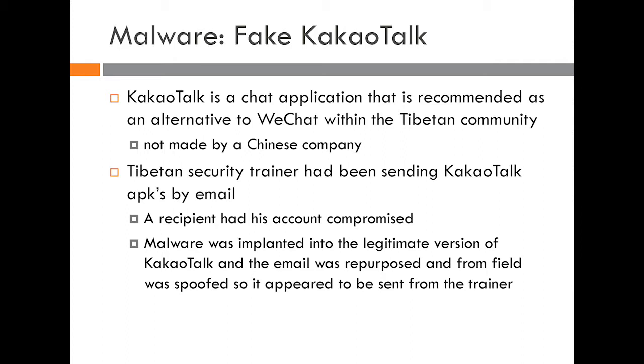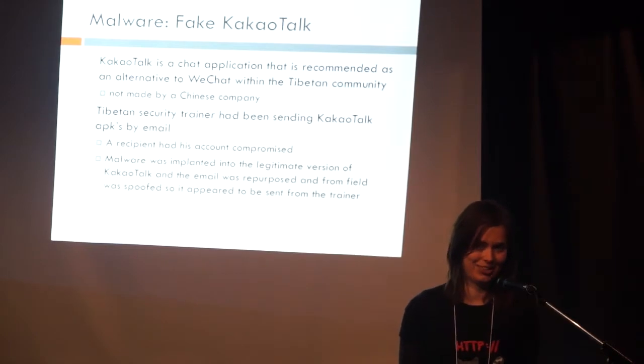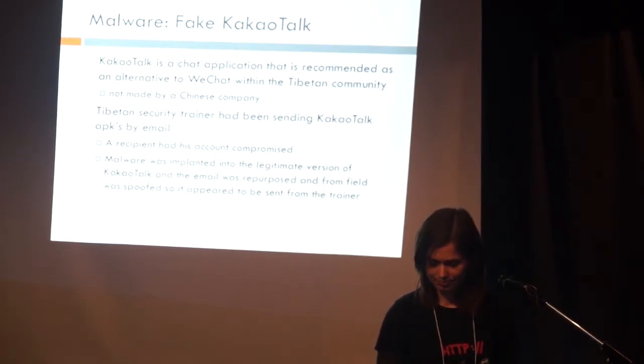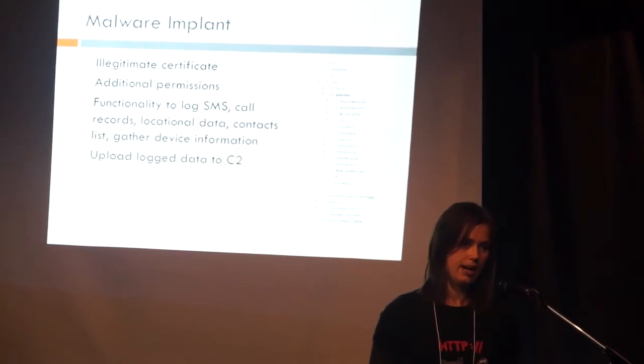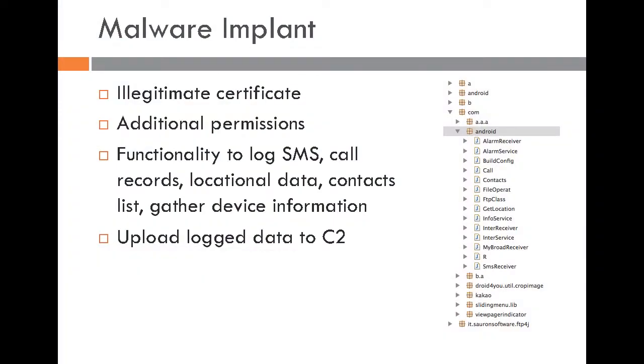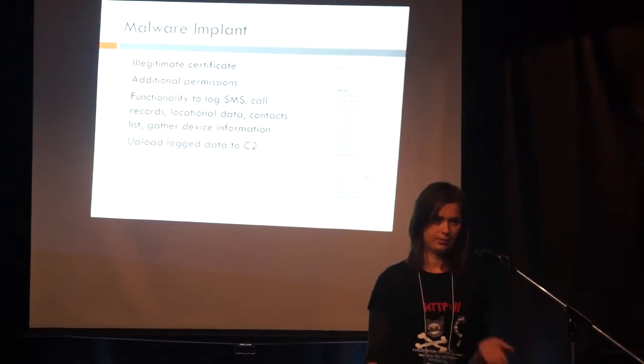And so what happened is one of the recipients of this email, his account happened to be compromised. Whoever the attacker was, they took this legitimate app, implanted malware into it, and then repurposed that email from the trainer and started sending it around. So to all these people, it looked like this trainer was sending them malware. Like I said, that was just put into the app. It had a bunch of additional permissions that it needed, that way it could log things like your text messages, your contacts, your location, call records, and then it just uploaded it all.